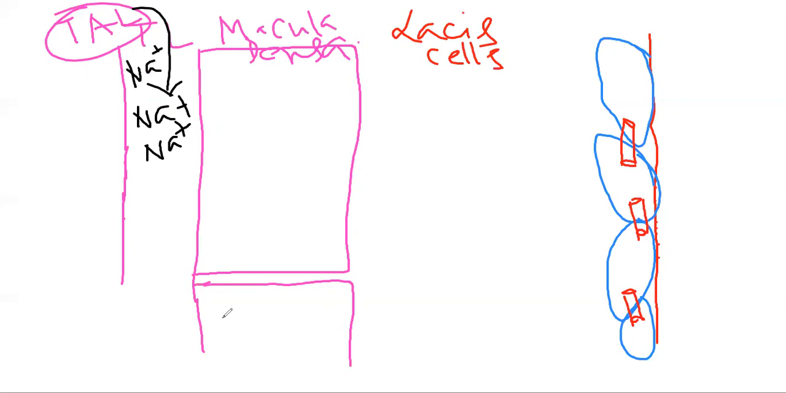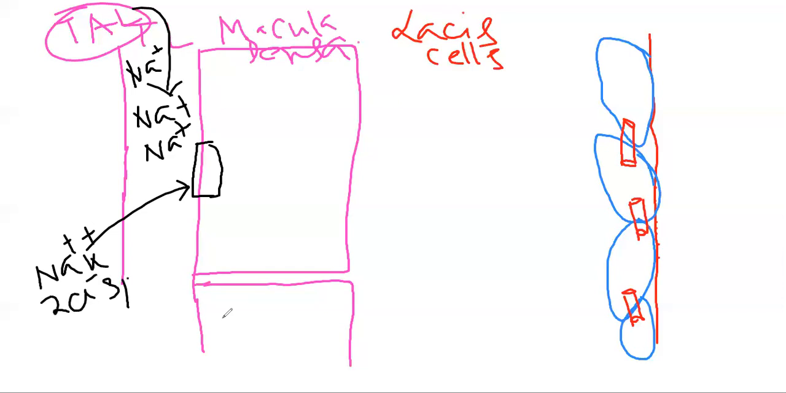In the apical side of the tubular lumen, the channel is present here. It is the sodium potassium 2 chloride ion symporter. This channel is known as the sodium potassium 2 chloride ion symporter, which is also known as NKCC2. So under normal circumstances, what happens?